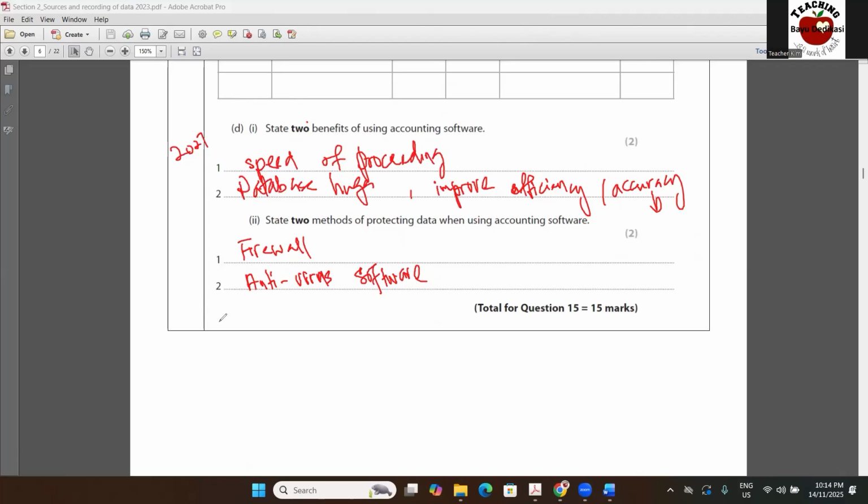Other than that, all the accounting staff or users of the accounting software will be given a password. Only you know the password to log into your accounting or your access. So that is the benefit.